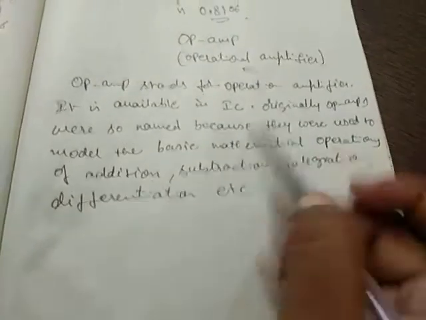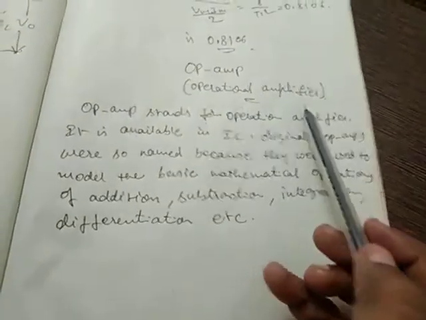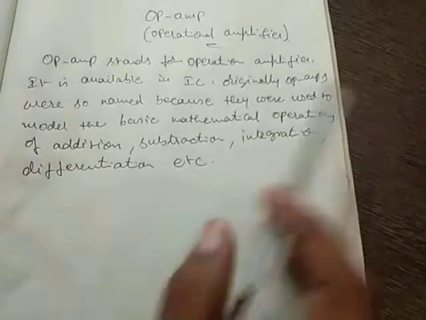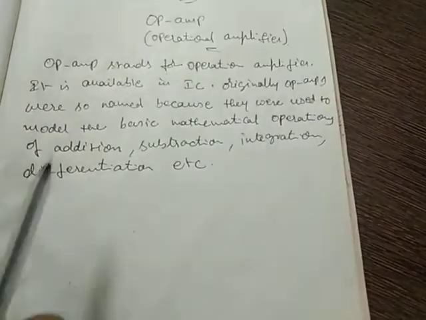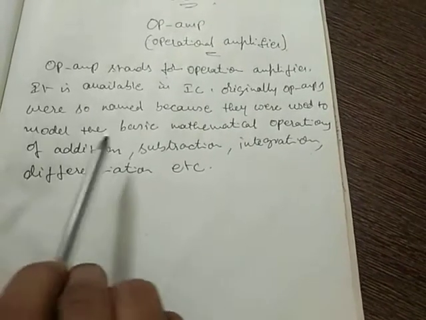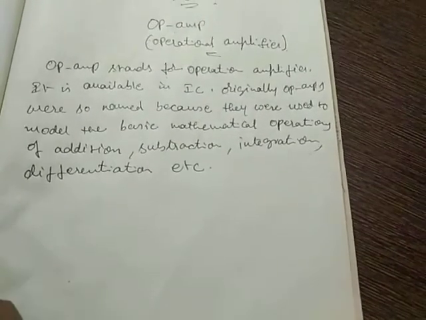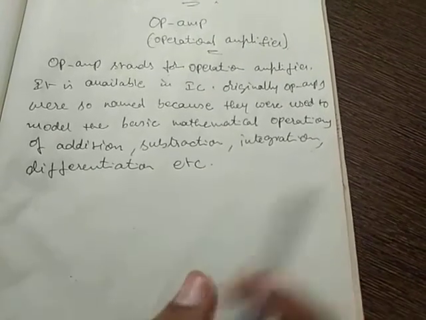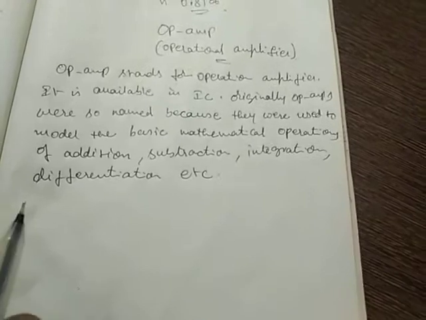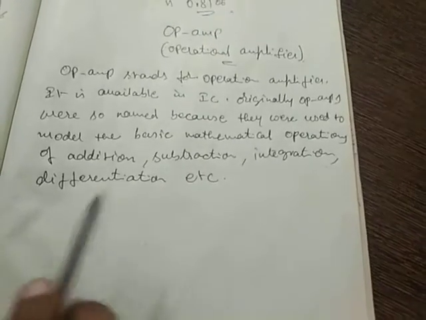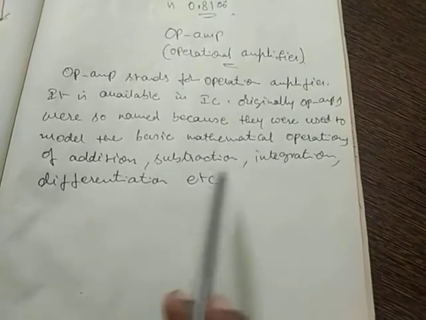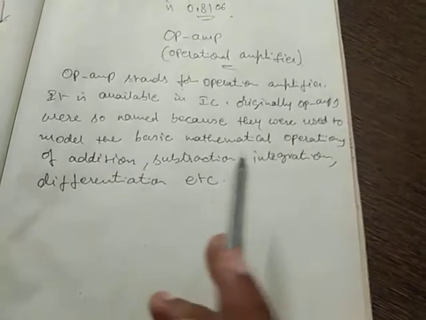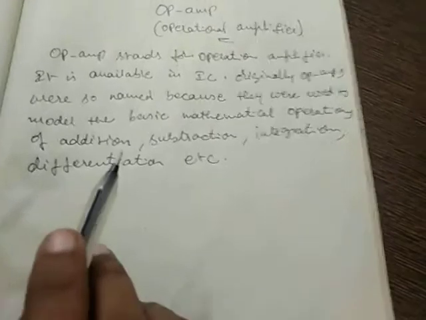Our next topic is the op amp, operational amplifier. What is an op amp? Op amp stands for operational amplifier. It is available in IC form. Originally, op amps were so named because they were used to model the basic mathematical operations of addition, subtraction, integration, differentiation, etc. It operates so many functions, for example addition, subtraction, integration, differentiation. So it is named as operational amplifier.